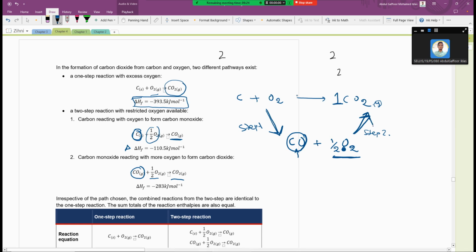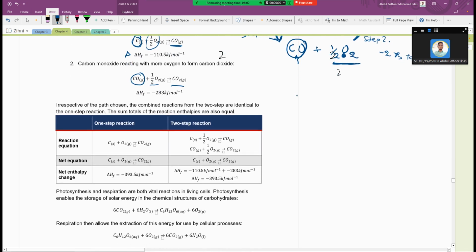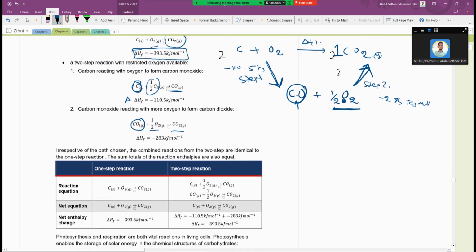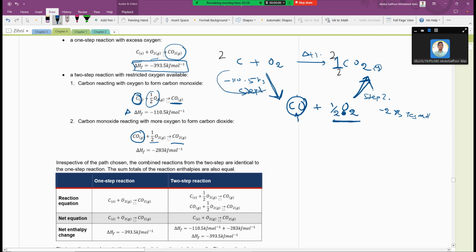Now for this we require minus 110.5 kilojoule, and for this we require minus 283 kilojoule per mole. We don't know this overall value, we have to just add them. How can you add them? If you add minus 110 and 283, can you check what amount of energy you get?